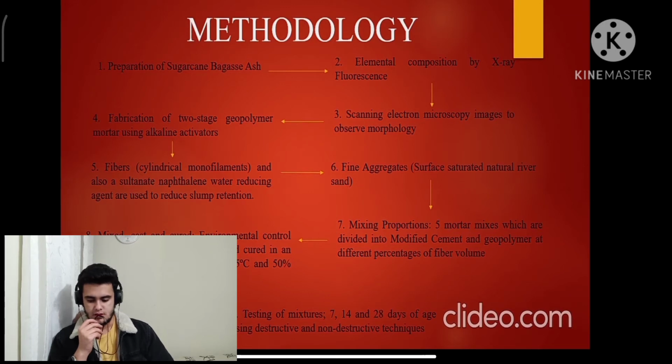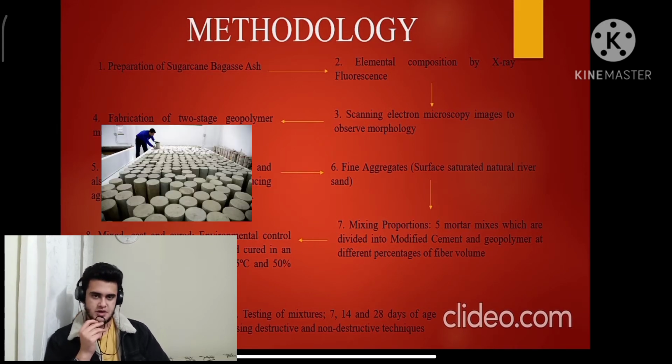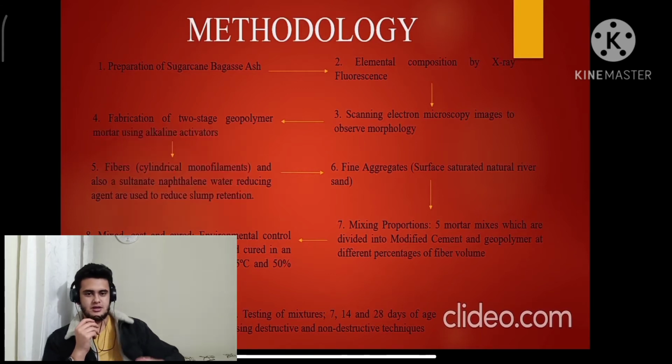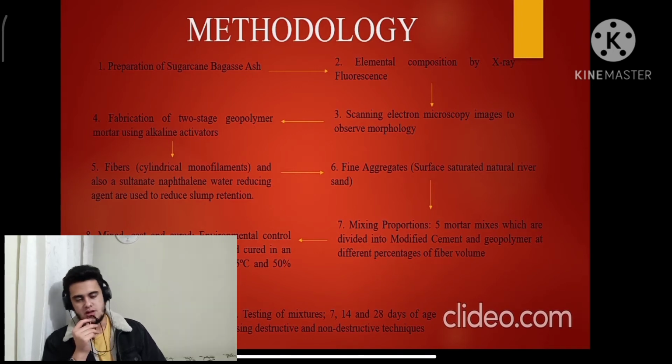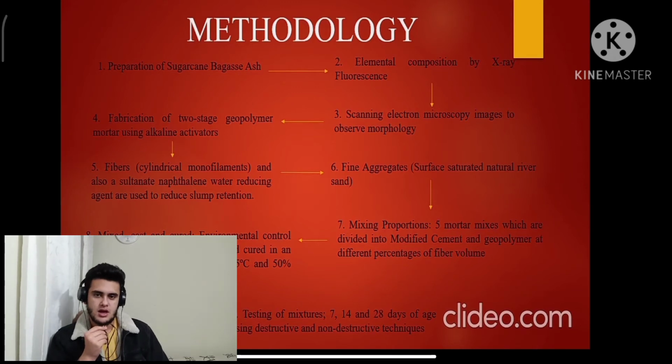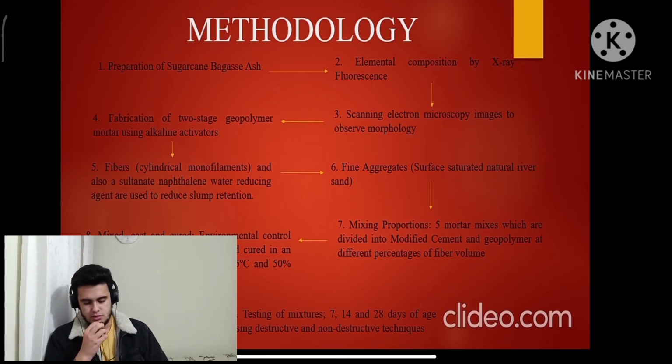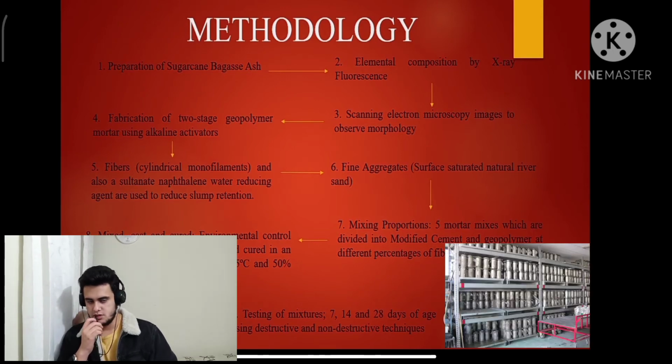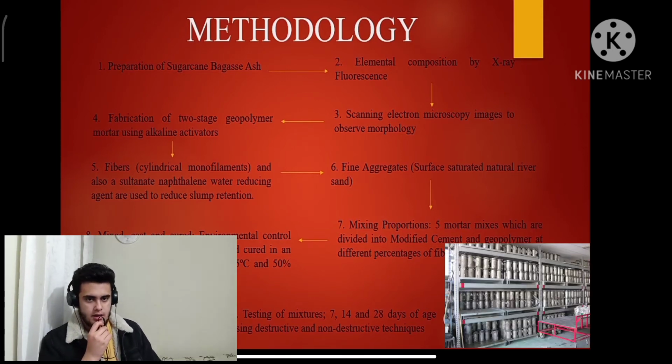The fifth step is to make 5 mixtures: one of modified cement and 4 of geopolymer components to be compared. The cement ratio is 1 to 1.5 and the geopolymer varies in the amount of fiber element. The last steps consist of making the joints, letting them set, drying in the oven for 24 hours and curing in the same oven at 25 degrees and humidity of 15%. Final tests are carried out on days 7, 14 and 28 using destructive and non-destructive methods.